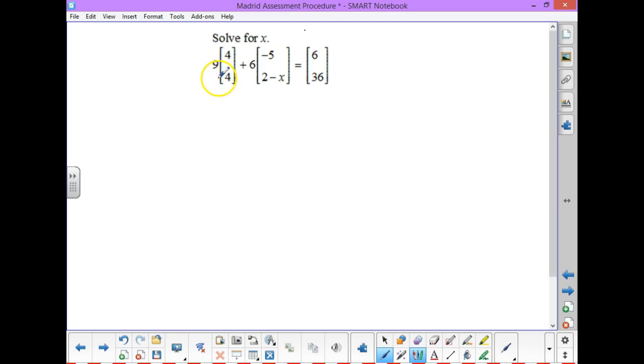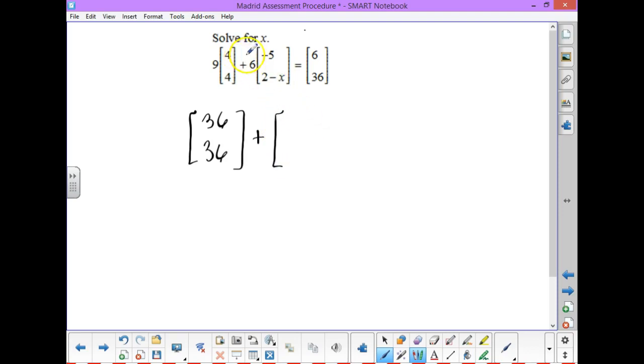So we're looking at a problem involving matrices. Here you'll notice a number being multiplied to a matrix. So this is my scalar, for scalar multiplication. So I simply multiply 9 times 4, 9 times 4. Now the next thing I'm going to do is multiply this 6 into this, and this 6 into this expression.